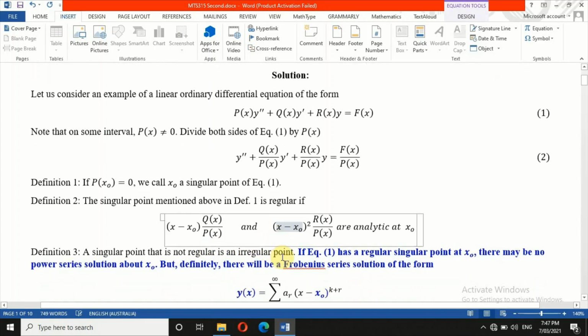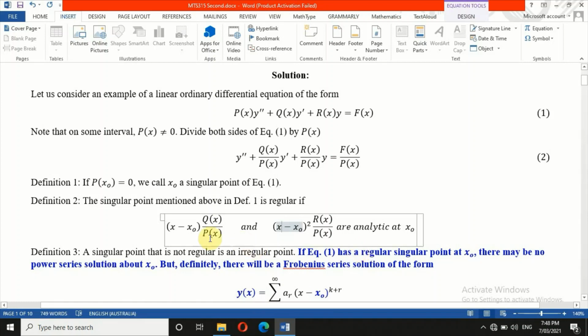Now, look at what I put down here. If equation 1 has a regular singular point at x0, there may be a power series solution about x0. Remember, Dr. Dowd explained power series to you. We have ordinary points and we have regular singular points. If you don't remember ordinary points, go and check your lecture notes, page 4, where I explain ordinary points. Ordinary points are very simple. But here we're talking about singular points, regular singular and irregular singular points.